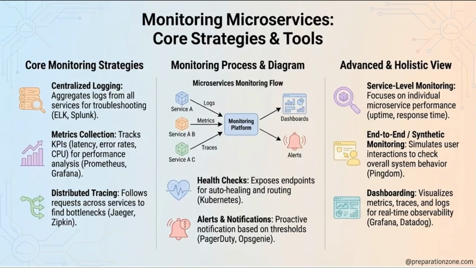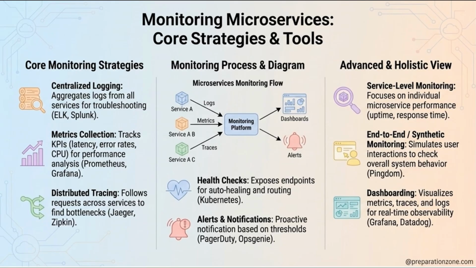Let's talk about observability in microservices. Basically, how we see what happens inside a distributed system. Centralized logging. Centralized logging gives us a single source of truth for all our logs. Instead of chasing log files across different services, everything lands in a platform like ELK or Splunk, making troubleshooting and auditing so much easier.